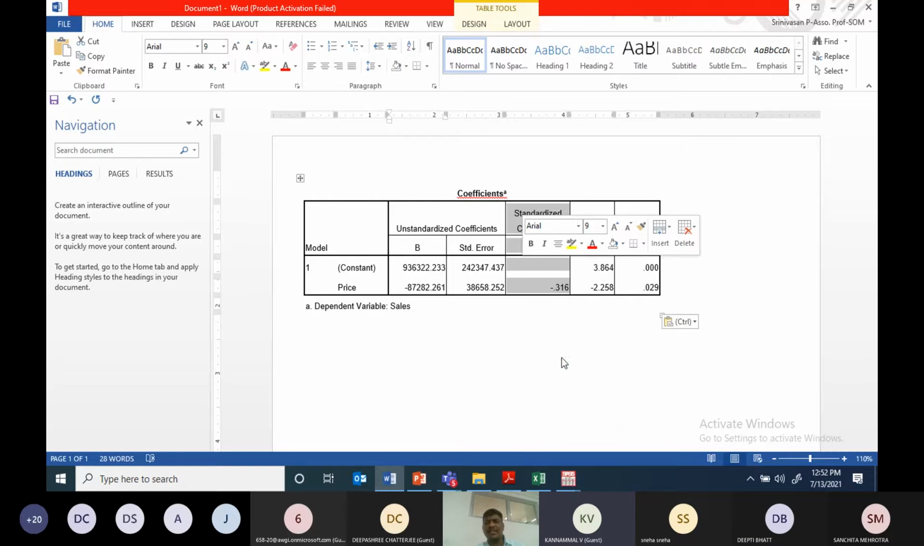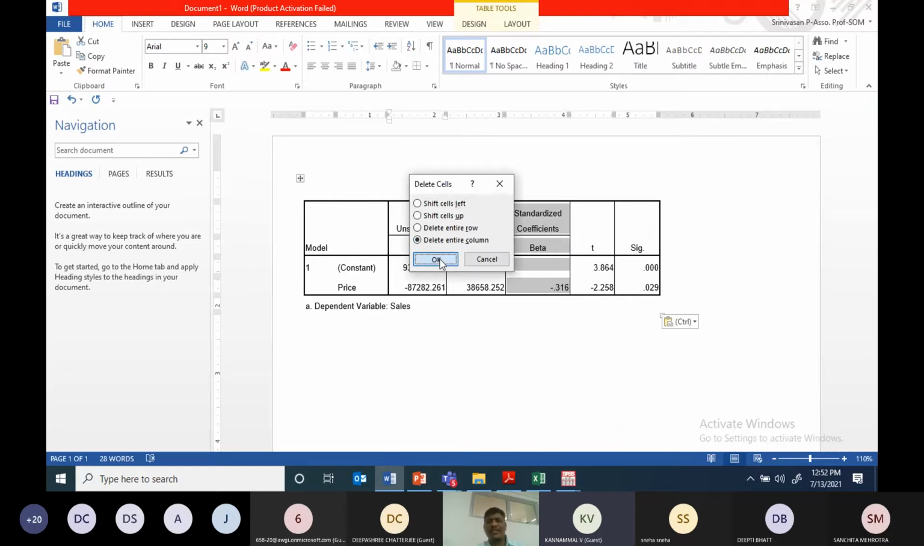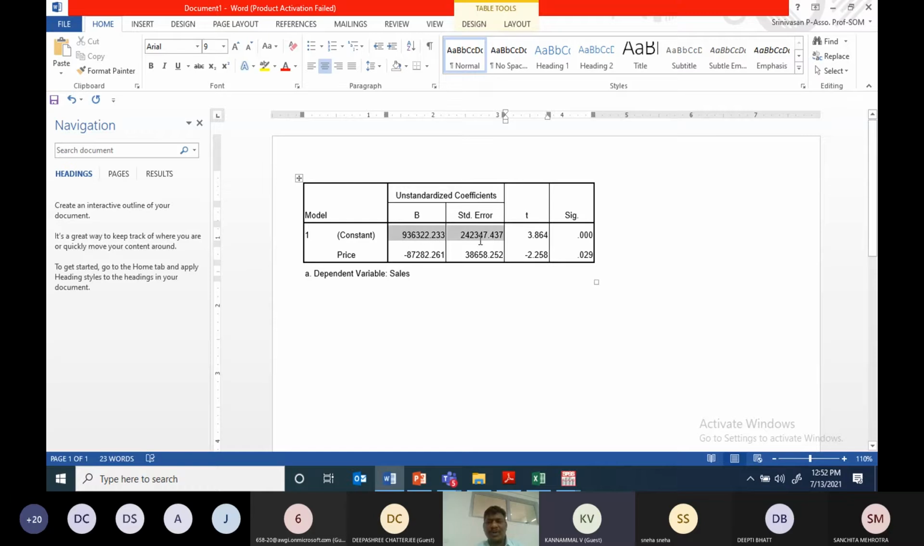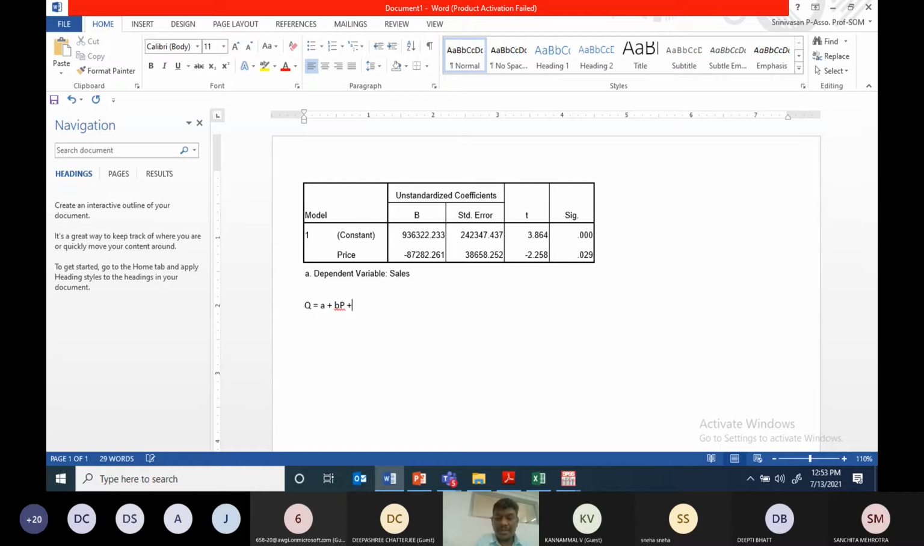I don't want the model without constant, so delete it. I'll go with only this one, with the constant. This is our model. So what is our preferred model? Y is equal to a plus b P, where y stands for Q. Plus u.